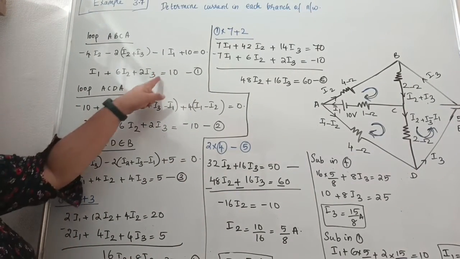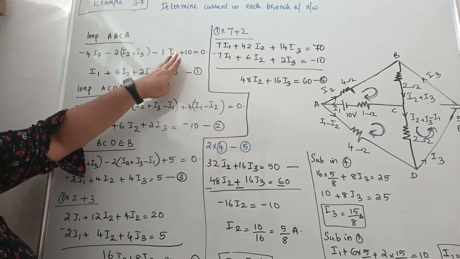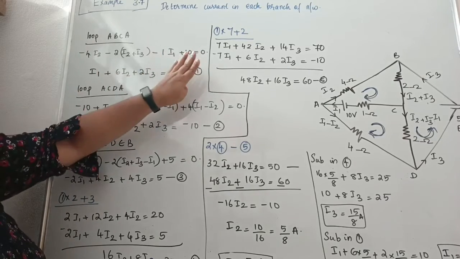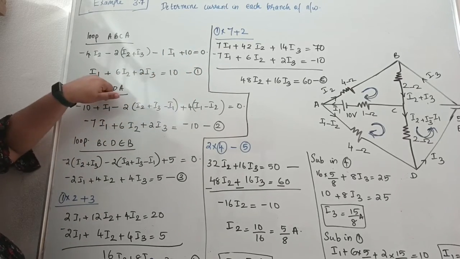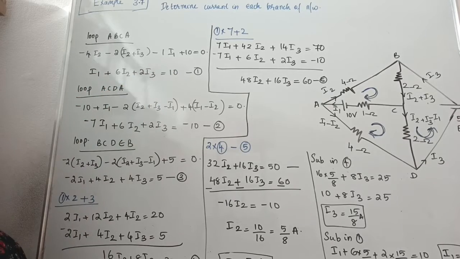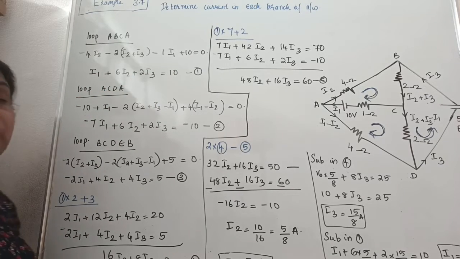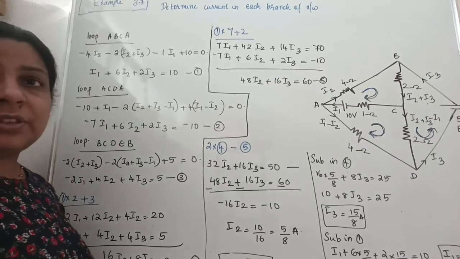Now I took this 10 to the other side, and all the I terms I took to the other side. So I will get it like this, and I'll keep it as the first equation. That is I1 plus 6I2 plus 2I3 is equal to 10. That will be my first equation.